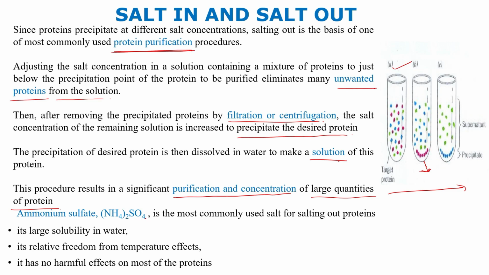Now most of the time for the salting out phenomenon we make use of ammonium sulfate. Now the question is, why is ammonium sulfate preferred for the salting out method? The reasons are three. First, it has large solubility in water. Second, it is relatively free from temperature effects, that is, it is not affected that much by temperature as compared to other salts. And it does not cause any harm to the proteins, that is, it does not denature the proteins to that extent. So because of these three reasons, ammonium sulfate is preferred for the salting out phenomenon to purify and concentrate proteins from a mixture of proteins in a solution.